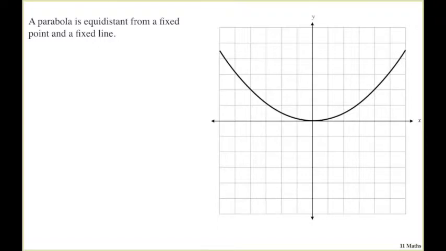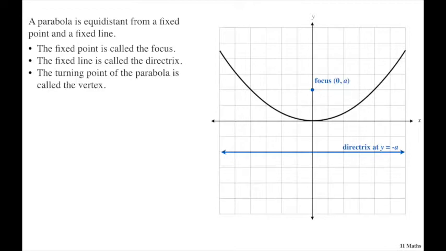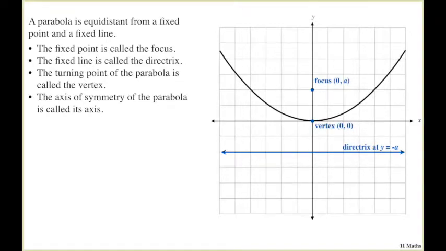So let's have a closer look now at what's going on. We've got our fixed point, it's called the focus. We've got our fixed line, it's called the directrix. Now we'll let the focus be at the point (0, a), where a is just the distance from the focus to the vertex. And the vertex is at (0, 0) for all these parabolas. So we can see we've got a common distance. The important bit is that the distance from the focus to the vertex and from the vertex to the directrix is the same.